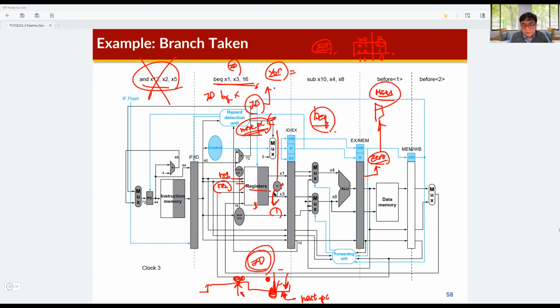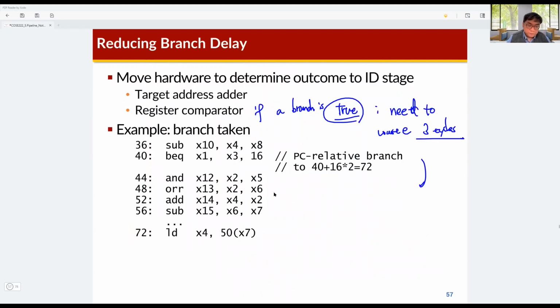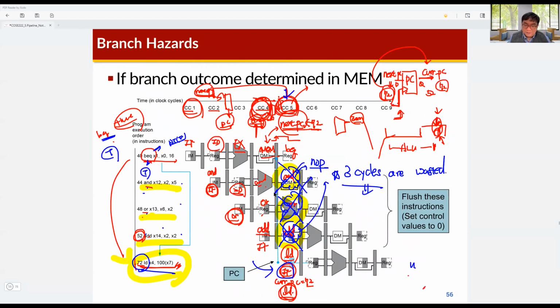In the previous design, the normal design, if the branch is true, then this processor wastes 3 clock cycles.